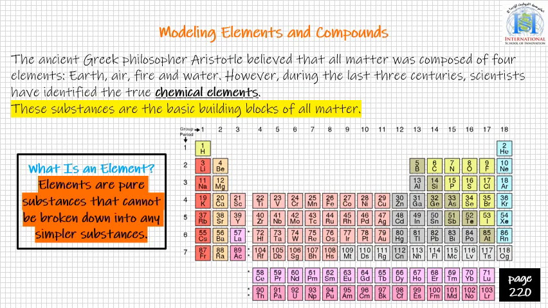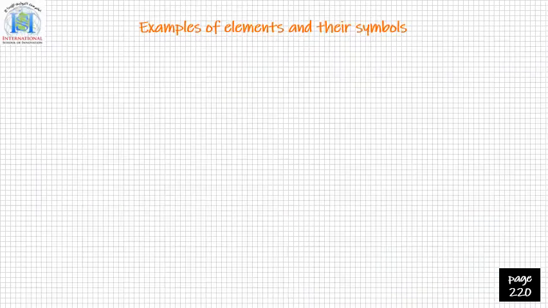Elements again are pure substances, and there are currently 118 known elements on Earth. These elements are grouped in a periodic table. This periodic table, as you can see in the slide, is an important way of learning and understanding elements. You can see the 118 elements with their symbols. In the periodic table, each element has its own name and symbol.